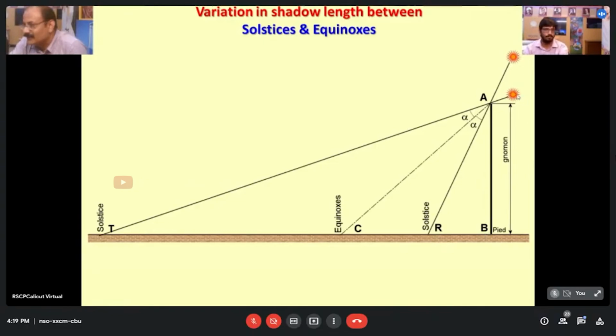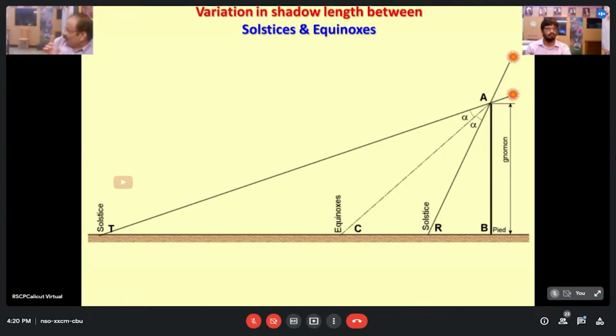In the winter solstice, the sun is at a lower altitude, so the shadow will be longer. At the equinoxes, it will be in the middle. Every day the shadow is shortest when the sun is at the highest position in our sky, but on equinox day it will actually be the shortest.